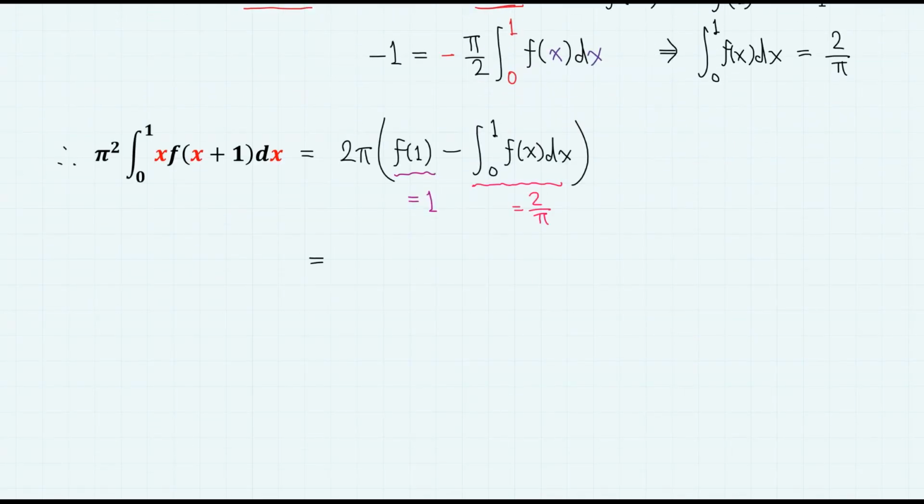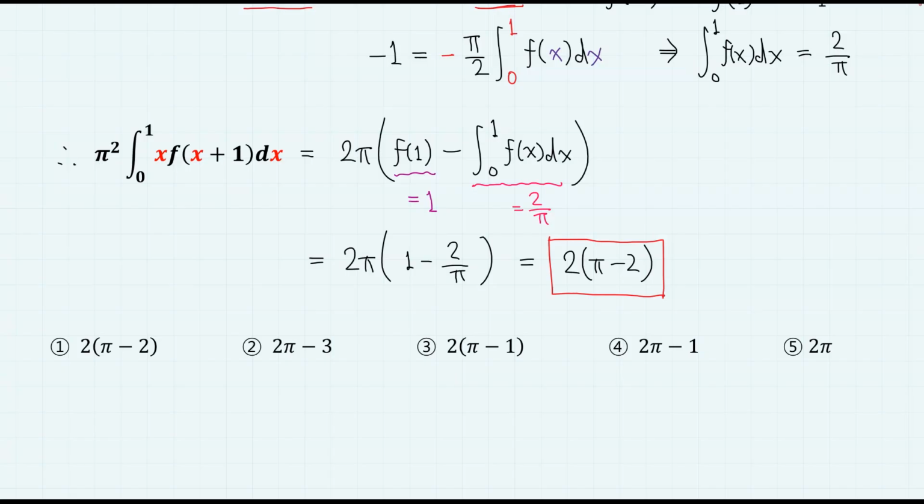Therefore, we have the result 2 pi times 1 minus 2 over pi, which gives 2 times pi minus 2. Therefore, the correct choice is choice 1.